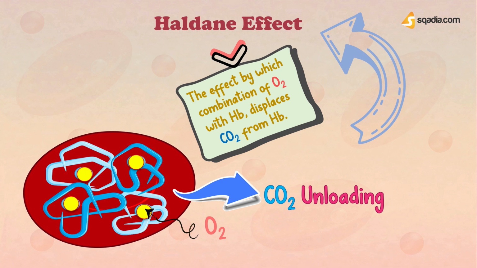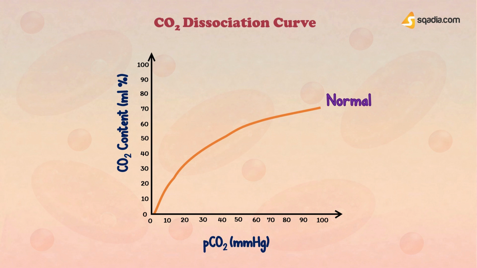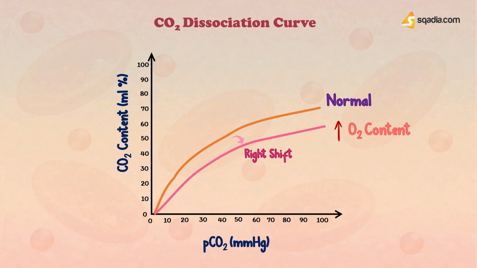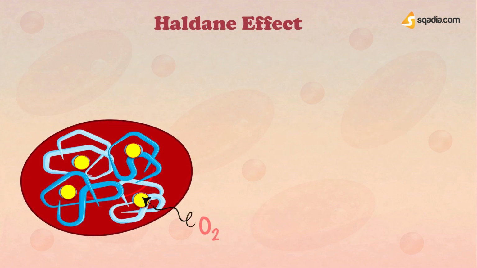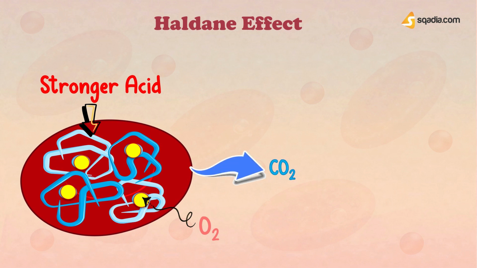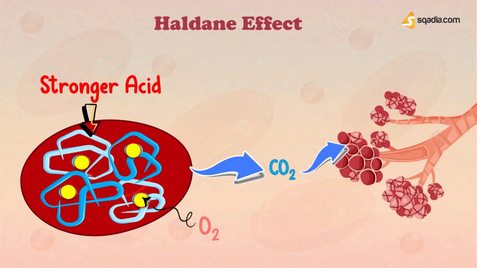Now, does the carbon dioxide dissociation curve shift like the oxygen hemoglobin dissociation curve? Yes, it does so in excess of oxygen. Well, the oxygen content in blood causes a shift of the carbon dioxide dissociation curve to the right. Anyways, combination of oxygen with hemoglobin in the lungs causes the hemoglobin to become a stronger acid. This displaces carbon dioxide from the blood and into the alveoli.